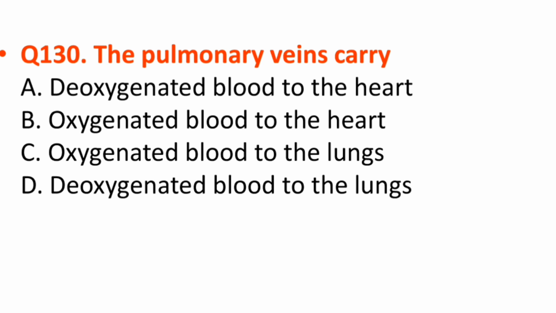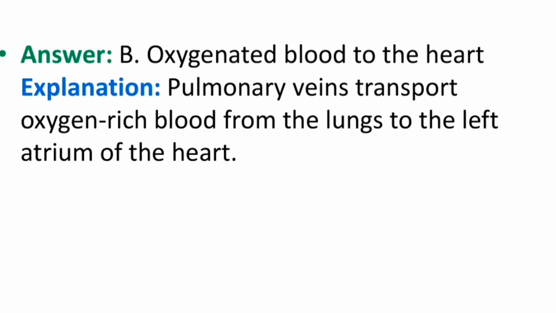The pulmonary veins carry: option A, deoxygenated blood to the heart; option B, oxygenated blood to the heart; option C, oxygenated blood to the lungs; option D, deoxygenated blood to the lungs. The correct answer is oxygenated blood to the heart. Pulmonary veins transport oxygenated blood from the lungs to the left atrium of the heart.